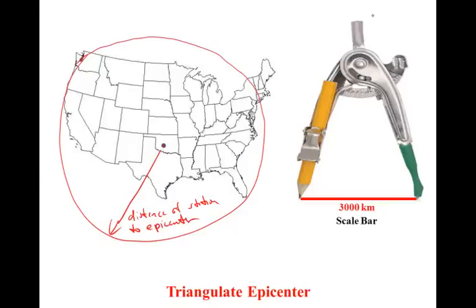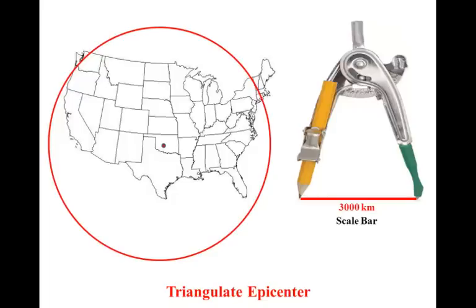So take a compass, this kind of compass, use your scale bar to measure out the distance that you determined from the difference in arrival times, and then draw that distance on the map as a circle centered on that particular station. So here we've drawn a circle with a radius of 2,700 kilometers centered on the Oklahoma seismograph station that recorded the Nisqually earthquake.